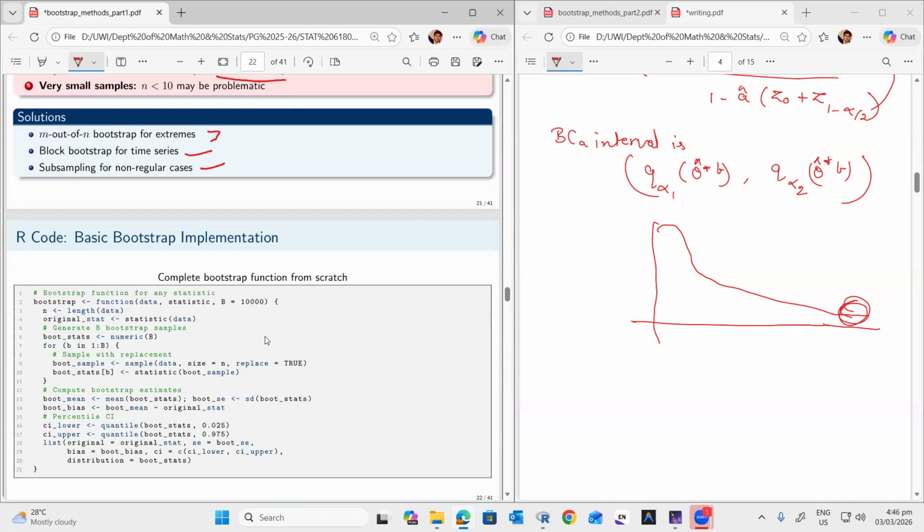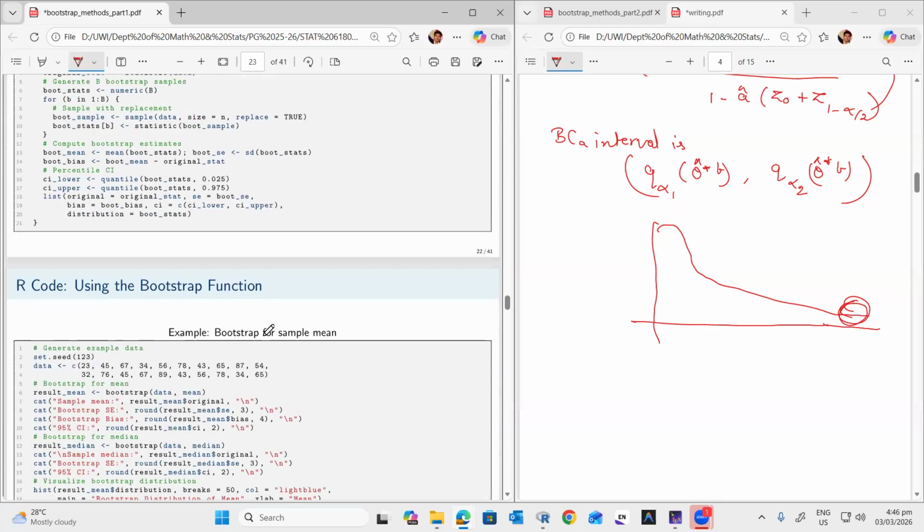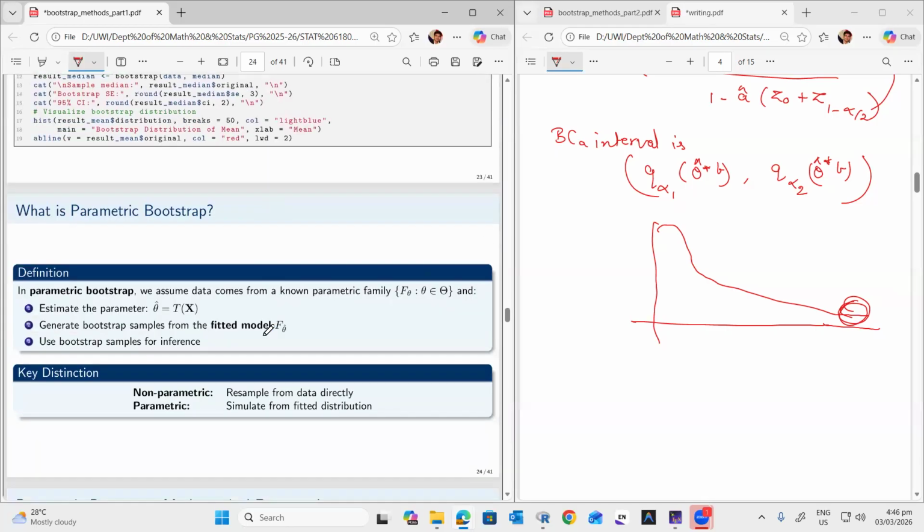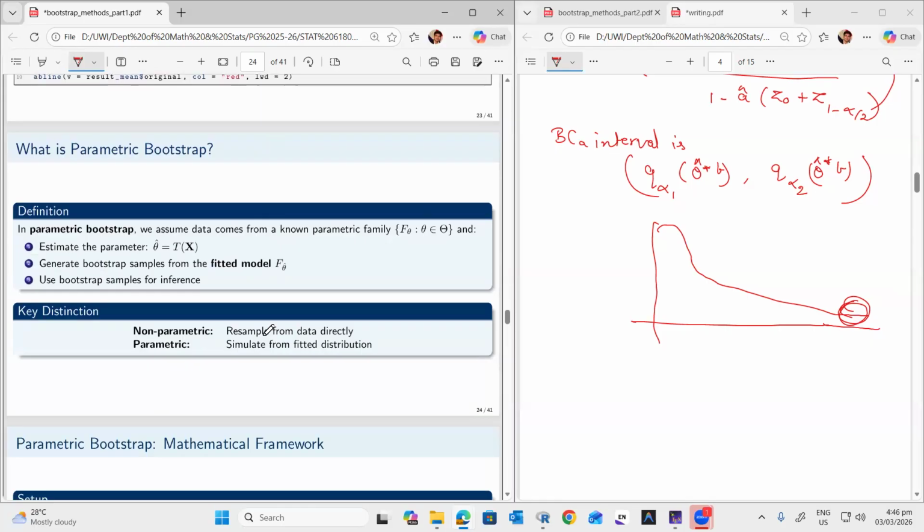All right. So this is the R code that I showed you right now. Okay. So now we will talk about the bootstrap for parametric data.